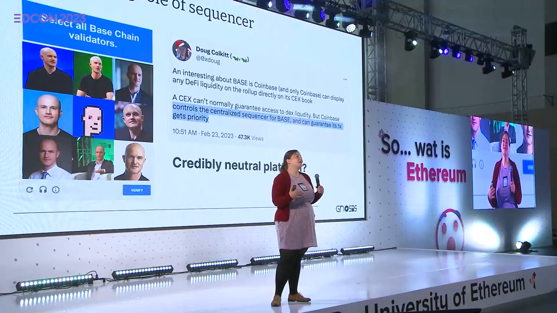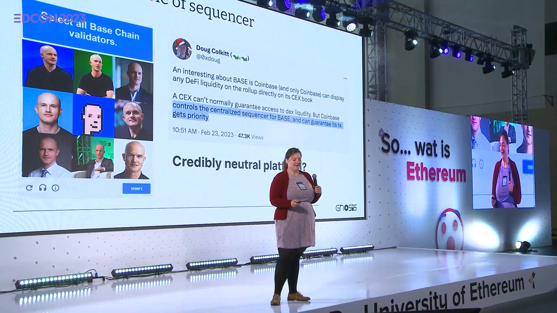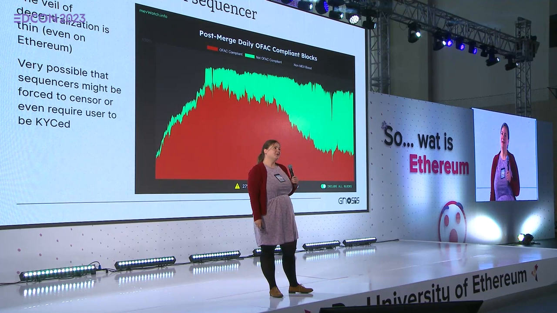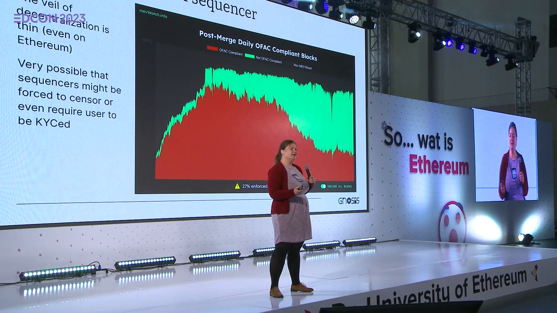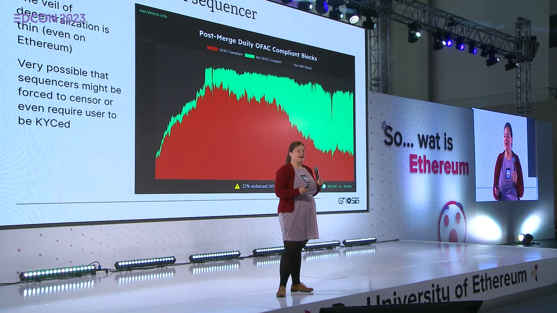So the central idea of building things on blockchain is to a certain extent that everyone's the same, and this is very much not the case on L2s at the moment. We can also see this here. So this is actually not an L2. This is Ethereum mainnet. And you can see the OFAC compliant blocks over the last half year or so.